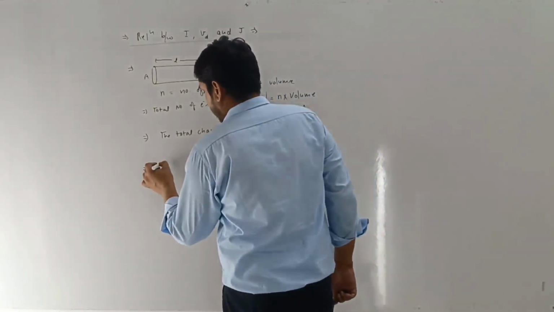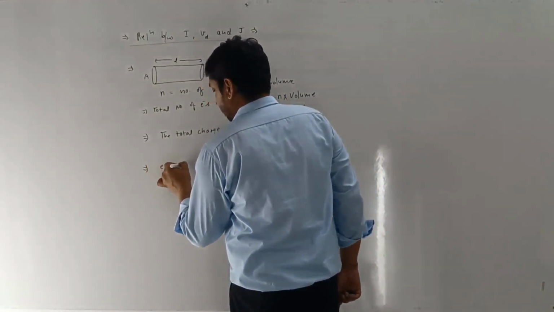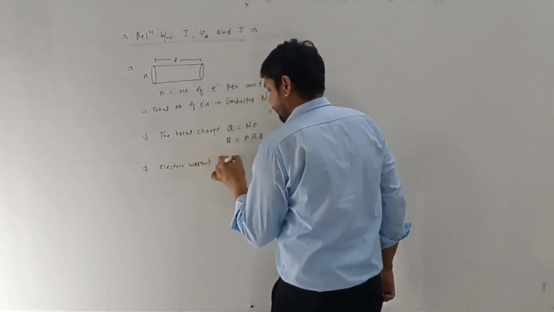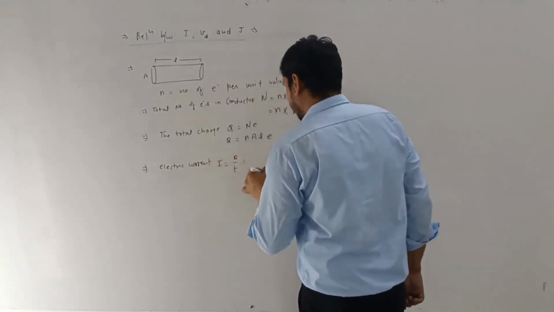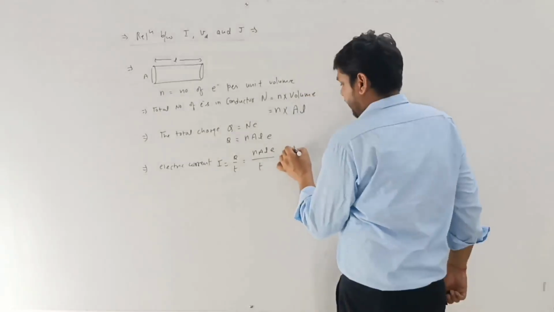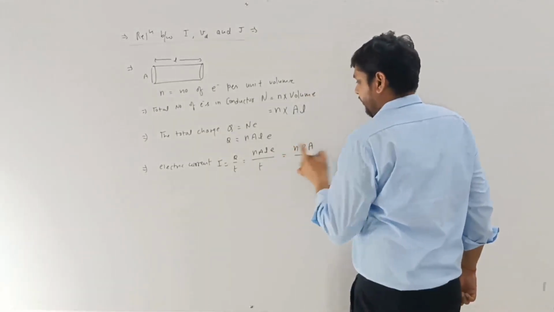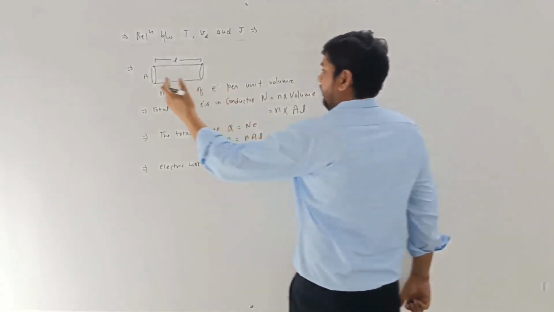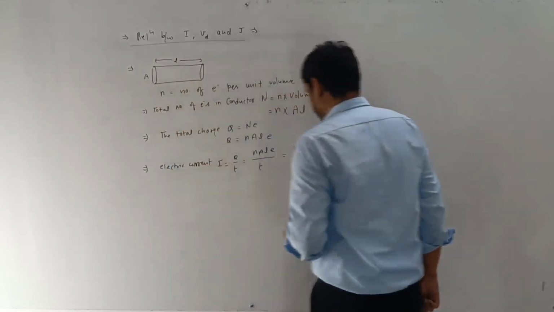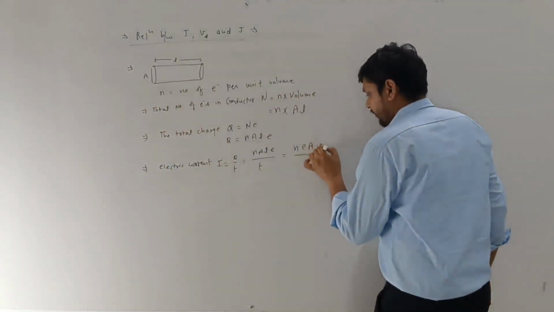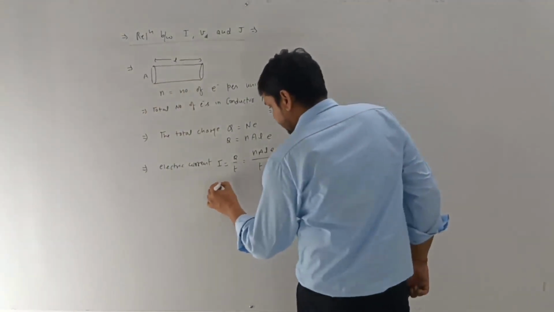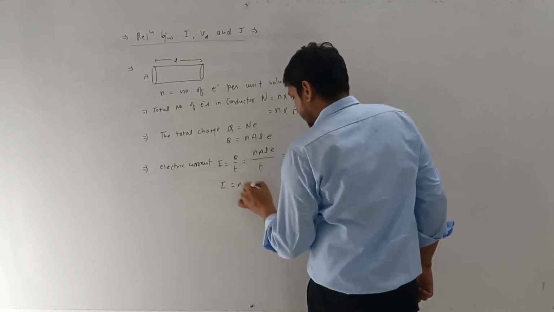We know electric current is equal to Q upon t. The value of Q is nALe upon t. neAL upon t means the flow of the electrons from this point to this point. Okay, L upon t is known as drift velocity. This is the relation between I and Vd.